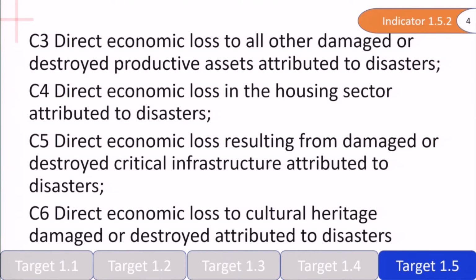C4 is the direct economic loss in the housing sector, C5 is the direct economic loss resulting from damaged or destroyed critical infrastructure because of disasters, and C6 is the economic loss because of damaged cultural heritage. All these formulas are already established. In case we need to add a few others, again we can do research, find out if it is right, and then accordingly form our own metrics to calculate the indicator.